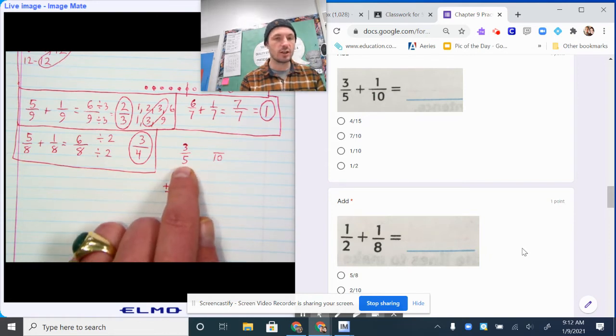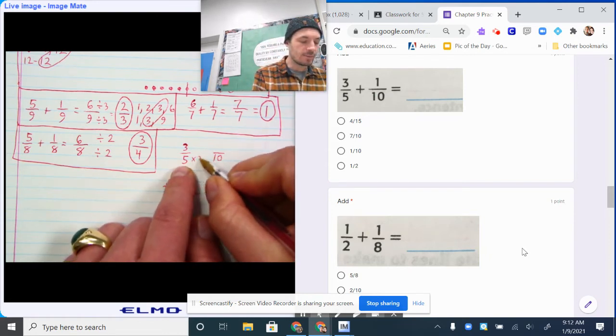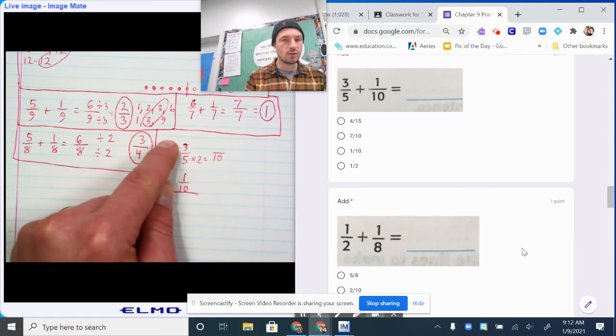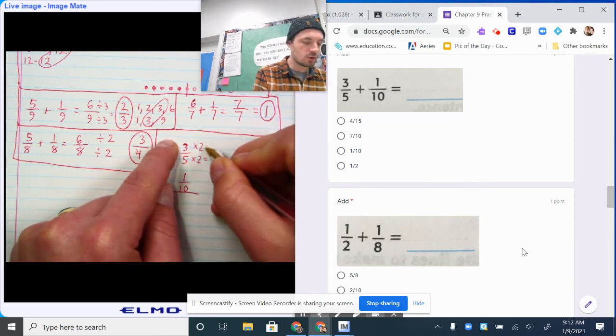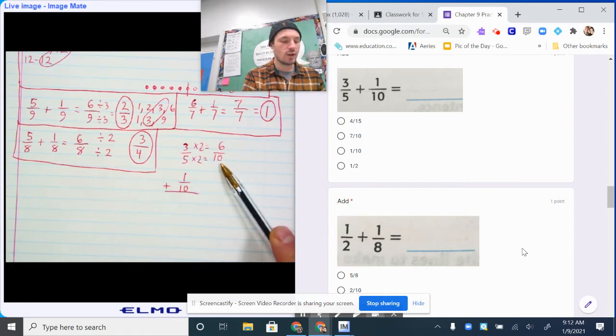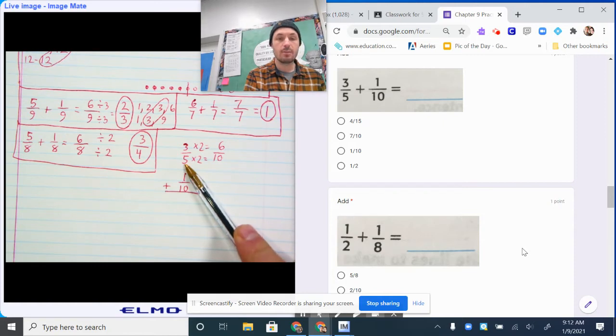I only have to change this one. 5 times 2 is 10. Whatever I do to the bottom, I have to do to the top. 3 times 2 is 6. So now 6/10 is an equivalent fraction with 3/5. It means the same thing, but it's a like fraction with 1/10. So I can add these together now.